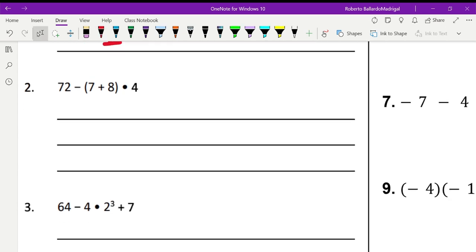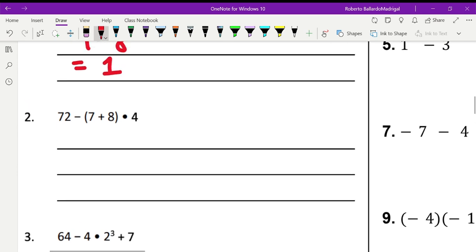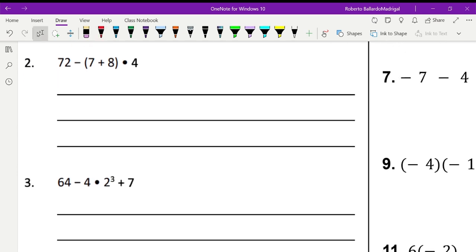72 minus parentheses 7 plus 8 times 4. All right, what is the first step going to look like, or what is the first line going to look like? Group 7. What's this line going to look like? I was thinking exponents, but I'm not seeing exponents. But thank you. 72 minus what? Minus 15. Very good. Okay, so 72 minus 15 times 4.